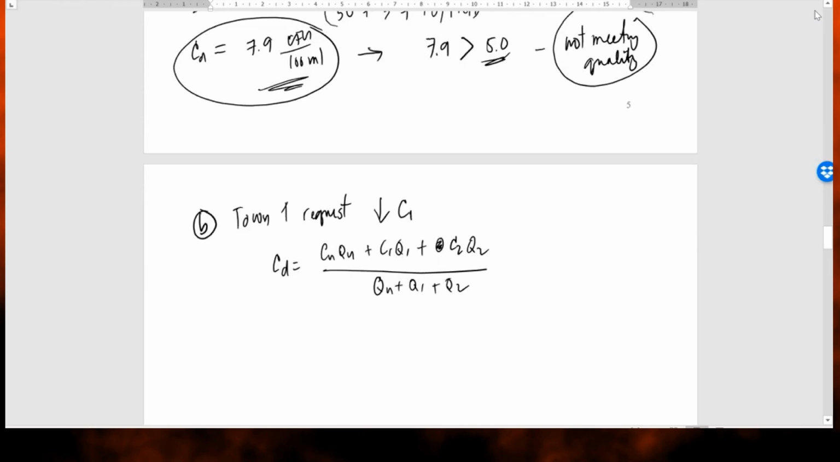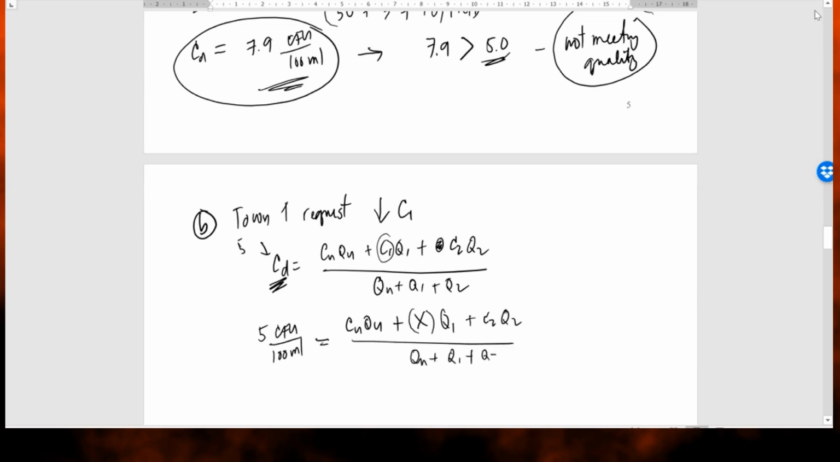But we are requesting that it has to meet the standard. We are given the standard, right? This standard is 5, so we need to put it here, 5 CFU per 100 mL. That is the standard. Now, the question is how much the concentration should be changed? So what we can do is CUQU plus X, where X is an unknown concentration, plus C2Q2 over QU plus Q1 plus Q2. So we have one unknown, only town 1. This is town 1 concentration. How much should this change?